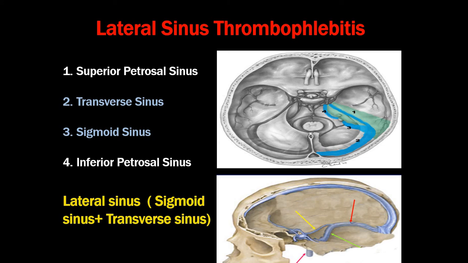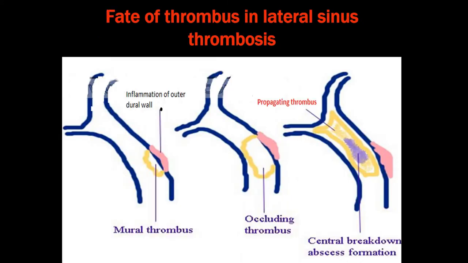The lateral sinus is a combination of the sigmoid sinus and the transverse sinus. What is the fate of thrombus in the lateral sinus? When the thrombus develops in the lateral sinus, there will be a mural thrombus, which occludes the sinus later on, and that propagates, leading to central breakdown and propagation. At all times there will be inflammation of the outer dural wall. Mostly the inflammation occurs from here.